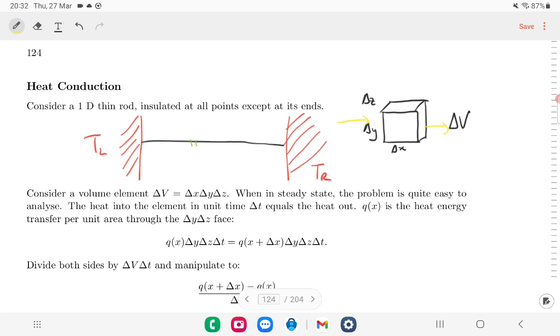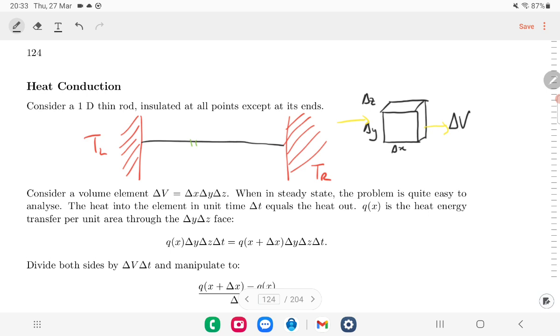If they're not equal, say the heat going in is bigger than the heat going out, then the amount of heat in here is increasing. And when the heat in the volume element is increasing, the temperature is increasing as well. That's not indicative of equilibrium temperature. Equilibrium temperature is when the temperature does not change in time. So we're not getting that unless the heat flow in equals the heat flow out.